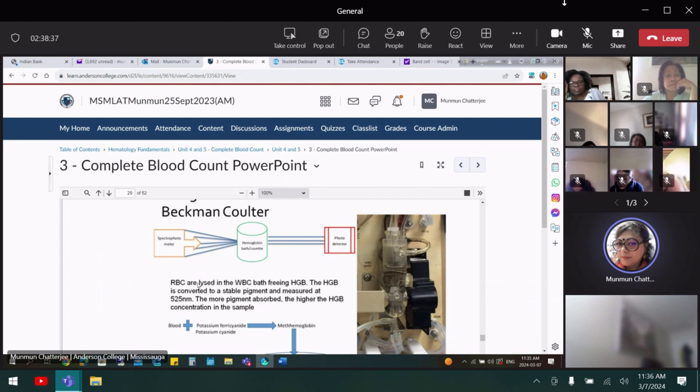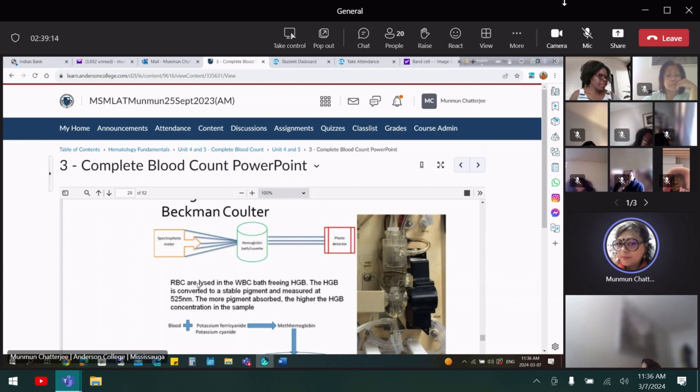For the hemoglobin measurement, what the automatic analyzer does is lyse the RBC, because hemoglobin is inside the RBC. So you have to get it exposed. What method do they use? Inside the Beckman-Coulter analyzer, the RBC is lysed in the WBC bath, freeing hemoglobin. That's why hemoglobin is counted in the WBC bath, because for measuring the WBC, you have to hemolyze the cells so that the cells are free of all the hemoglobin and RBCs.